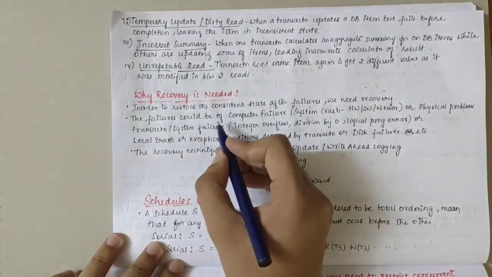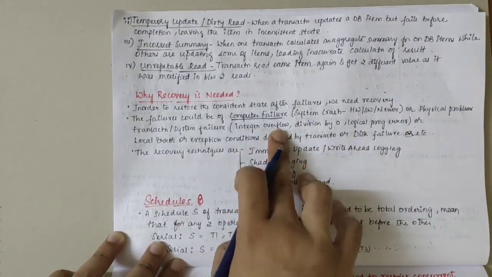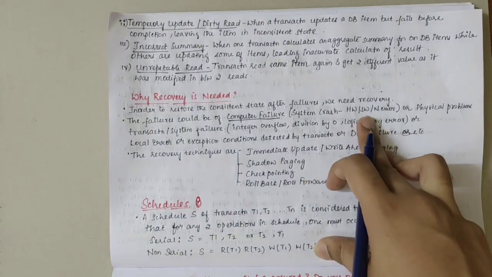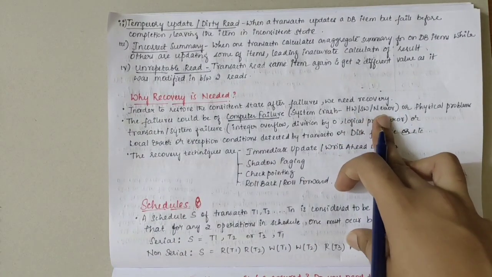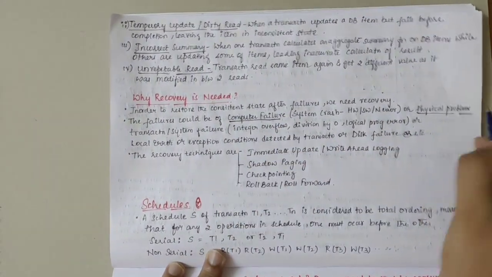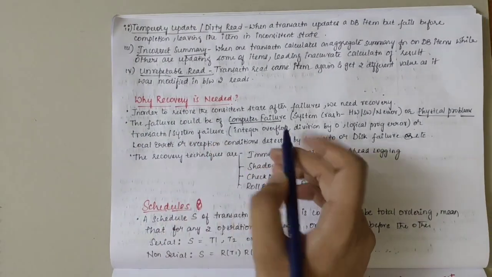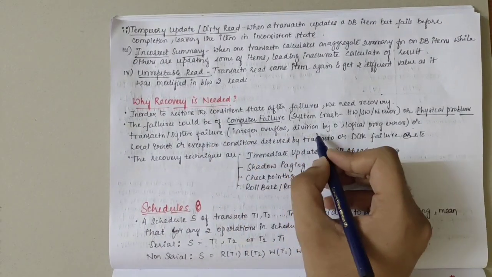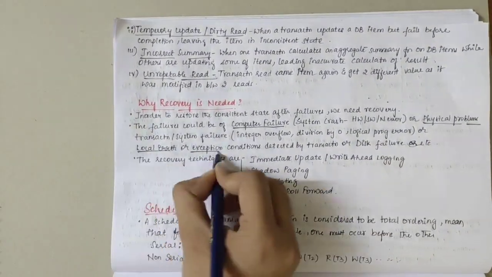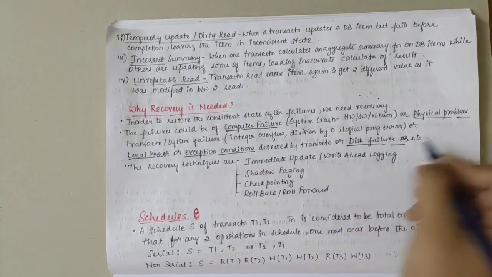So the failures could be computer failure or physical failure. Computer failure means there could be a system crash, that is, there could be hardware problems, or there could be a software bug, or any network issue, or any network error. That's what computer failure refers to. Then we have physical problems. Physical problems could be the transaction or system failure, that is by integer overflow or division by zero, or logical error, or exception conditions which are detected by the transaction, or there could be disk failure condition also.